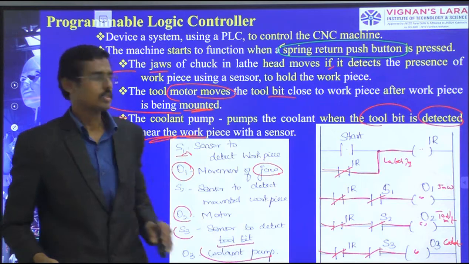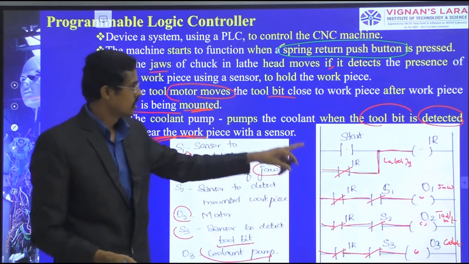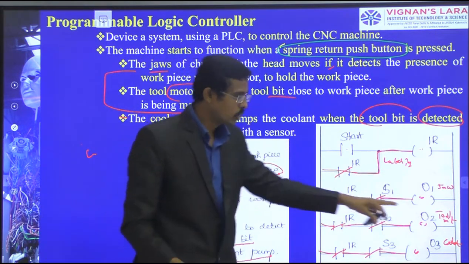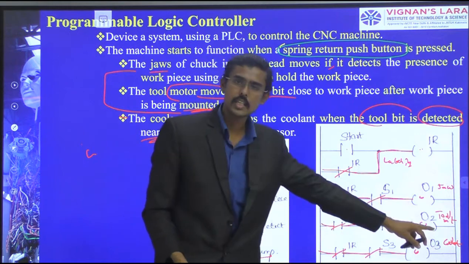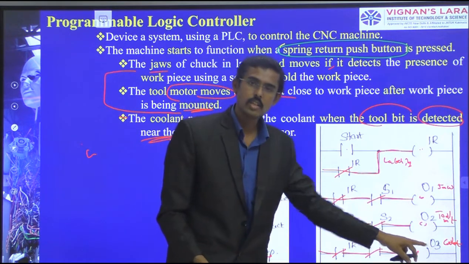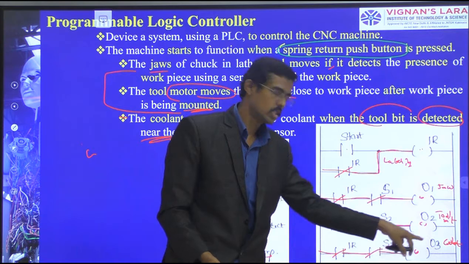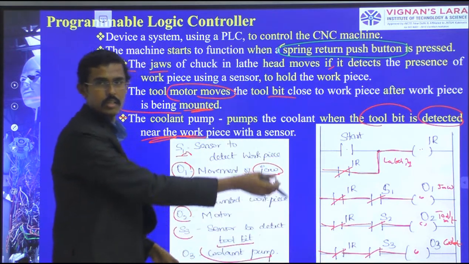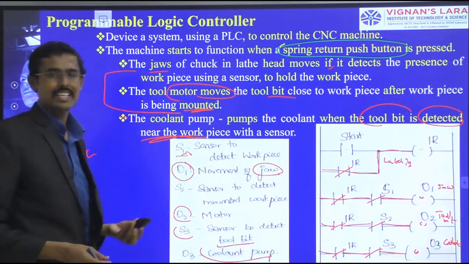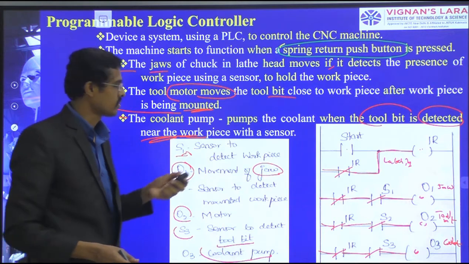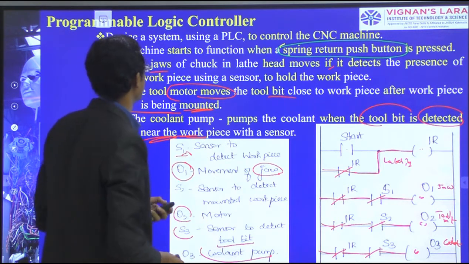And the coolant is on. Therefore the machine is already running. The jaw is detected. The tool is started. Then the tool is detected, and then it goes for the coolant, giving the supply for the coolant, and the coolant is started. So the operation can be done. So such examples we can do through the PLC program on the CNC.